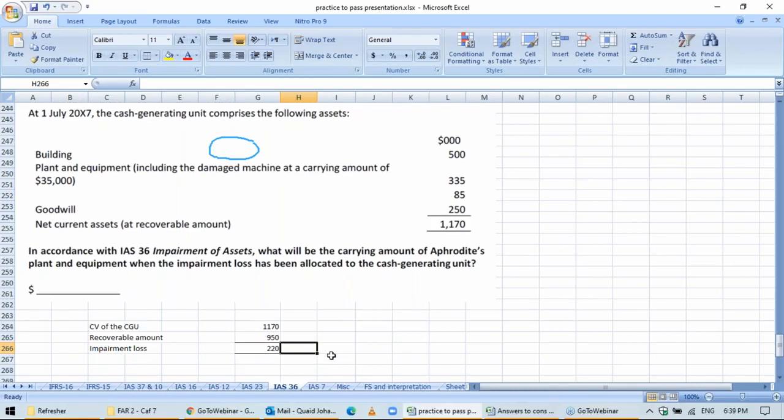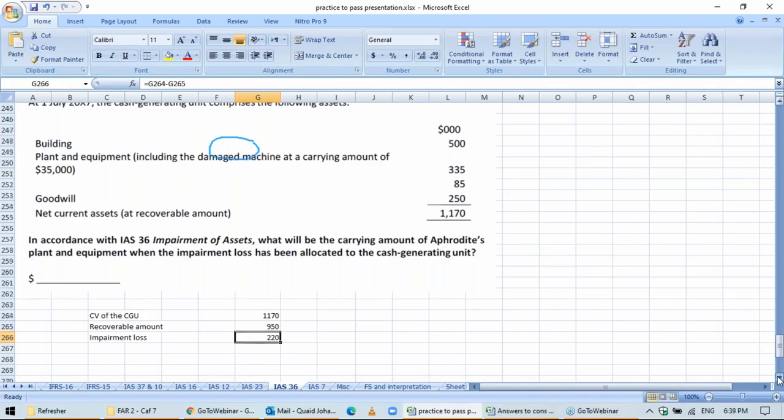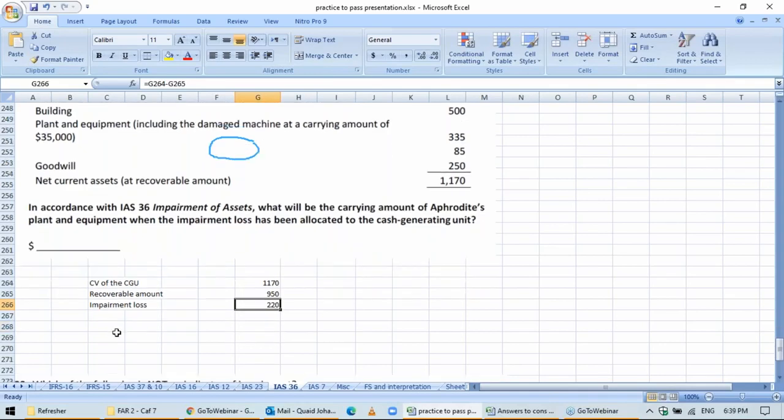Now the next question is that 220,000 is the impairment loss. I have to show the assets in the balance sheet separately. Building will be shown separately, plant and equipment will be shown separately, goodwill will be shown separately, net current assets will be shown separately. So I have to allocate the loss, divide the 220,000 loss to various assets. How will I do that? That's important. How will I divide the loss amongst the assets?